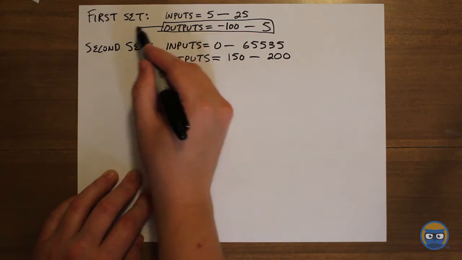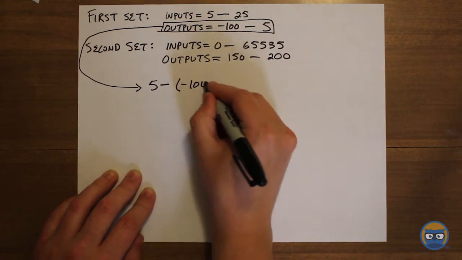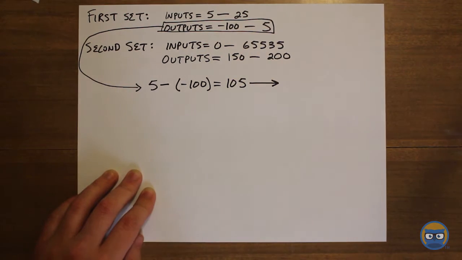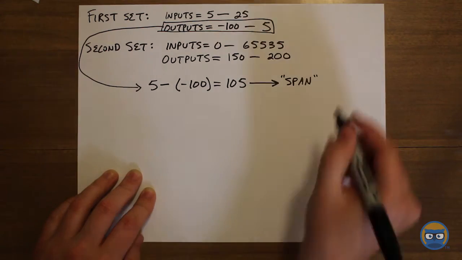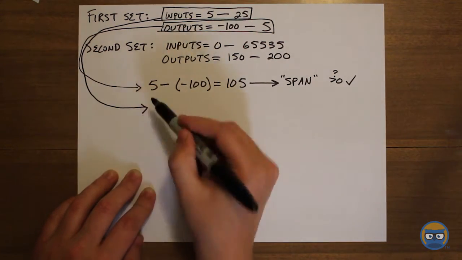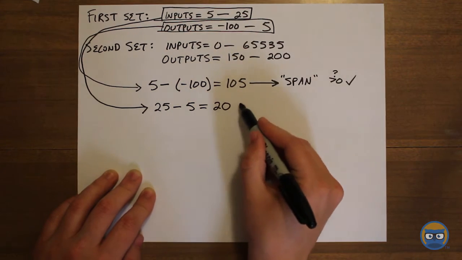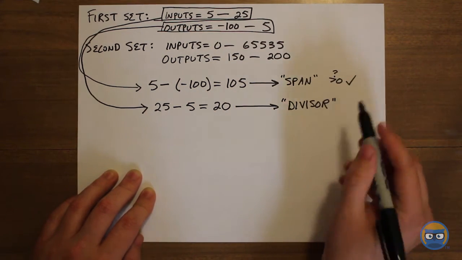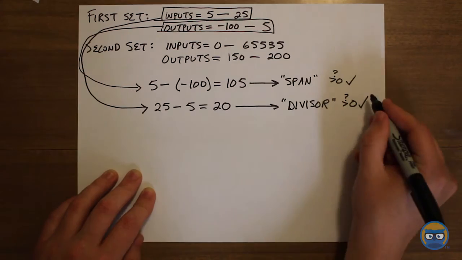So the first thing you're going to do is take your output values and subtract them from each other. This result is what you put in your span parameter, and note that your answer should be positive. Now you're going to take your input values, subtract them from each other, and that result is going to go inside of your divisor parameter, and this answer should also be positive.